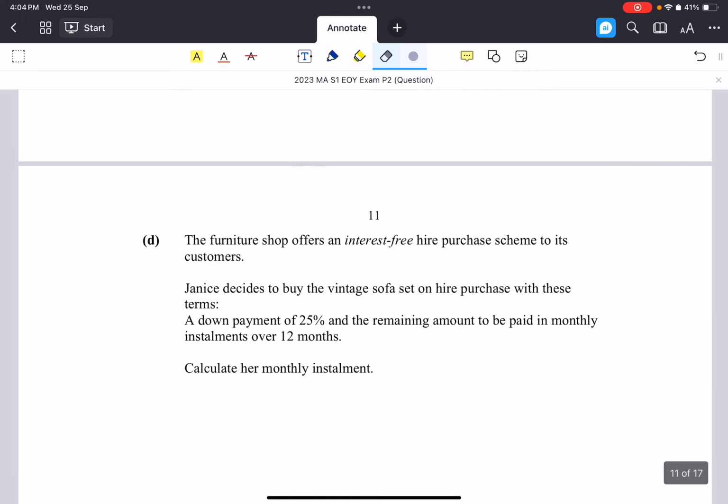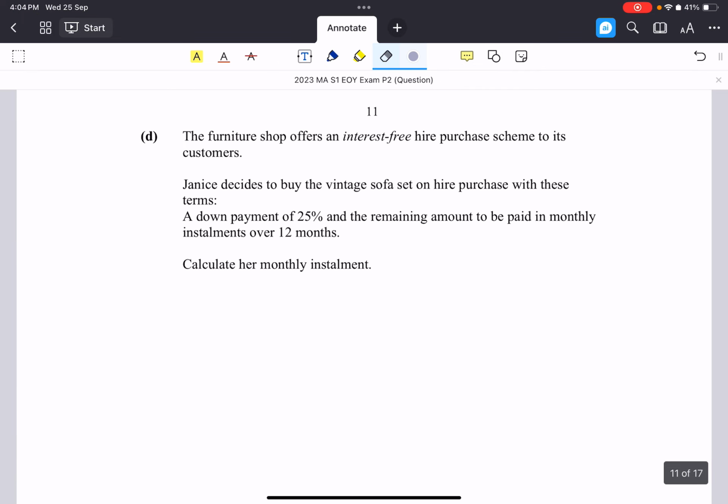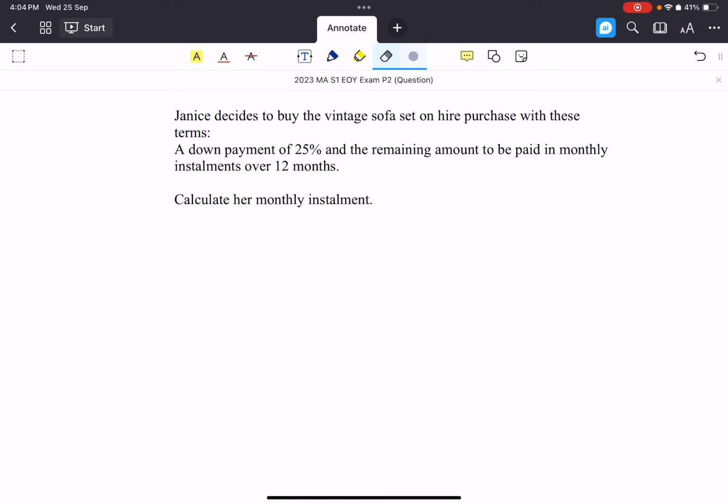Part D, the furniture shop now offers an interest-free hire purchase scheme. Janice decided to buy the vintage sofa on hire purchase with the following terms: a down payment of 25% and the remainder to be paid in monthly installments over 12 months. Calculate the monthly installment. Let's first calculate the down payment, which is very straightforward since it is going to be 25%.